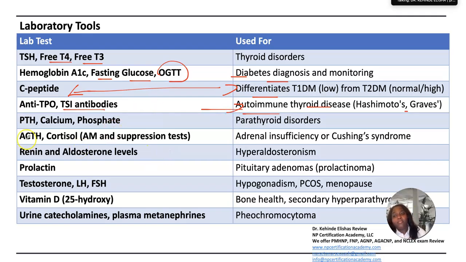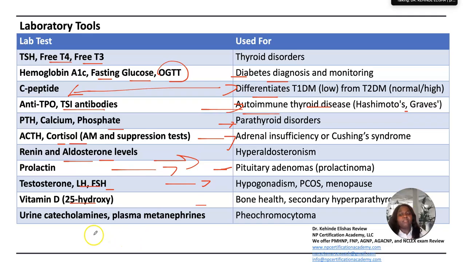What about the PTH, calcium, phosphate? We use that for parathyroid disorders. ACTH, cortisol, we use that for adrenal insufficiency and Cushing's syndrome. Renin and aldosterone levels, which we use for hyperaldosteronism. Prolactin, pituitary adenomas. Testosterone, LH, FSH, we use for hypogonadism, PCOS, and menopause. Vitamin D, we use for bone health, secondary hyperparathyroidism.